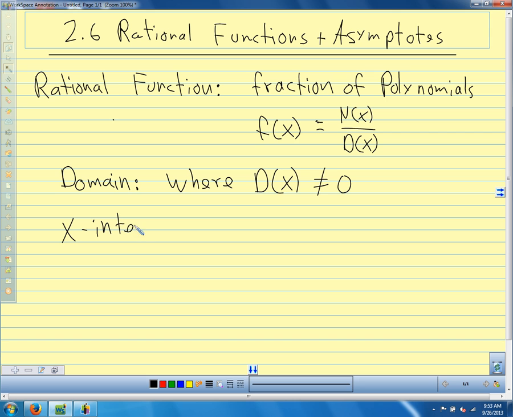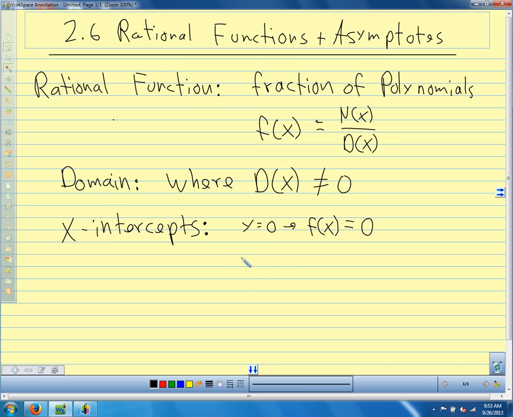X-intercept. So where am I going to find an x-intercept? Just for functions in general, where are the x-intercepts? Where y is 0, right? And when we use function notation, we're going to say f of x equals 0. Well, what's going to make this fraction, this rational function, equal to 0? When the top equals 0.